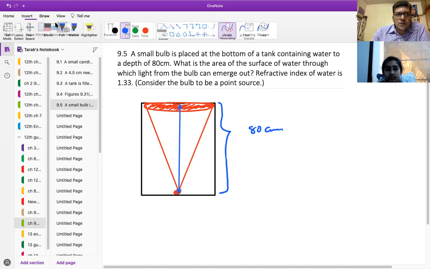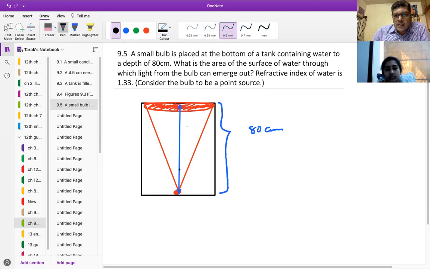So there is some angle which is to be there. Critical angle, very good. So this is the area we can find out.